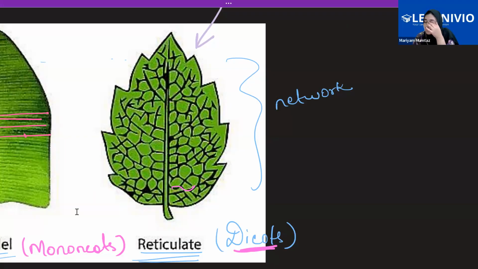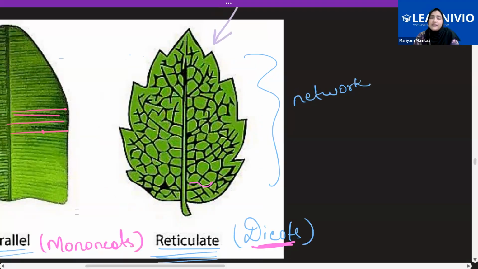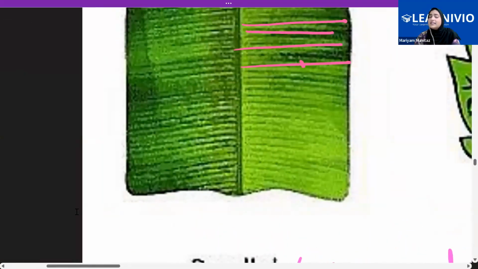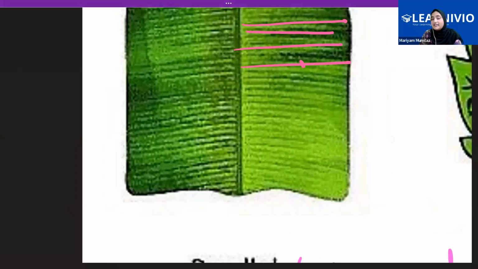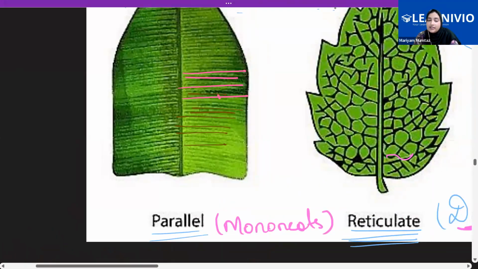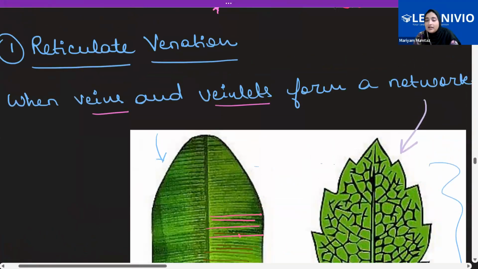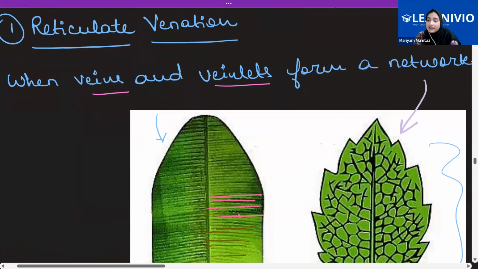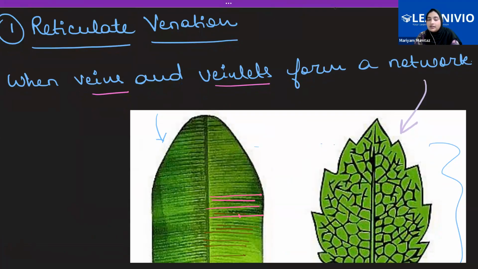Whereas in the case of parallel venation, you see every single line doesn't intersect any other. They keep going and going, and these are straight lines. So this is parallel venation. Parallel venation is mostly found in the case of monocots.